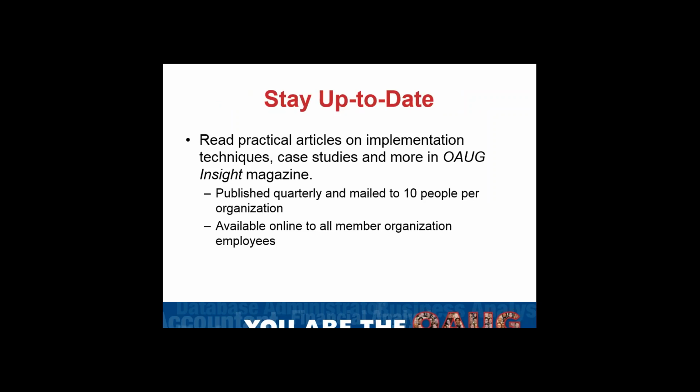We also want to help you stay up to date, and one of the best ways to do this is by receiving and reading OAUG Insight Magazine. This magazine is one of our highest rated member benefits, and it is produced quarterly and sent to members only. We do send 10 hard copies to all of our organizations, and your OAUG ambassador is the person who decides which 10 people in your organization are going to receive the magazine.